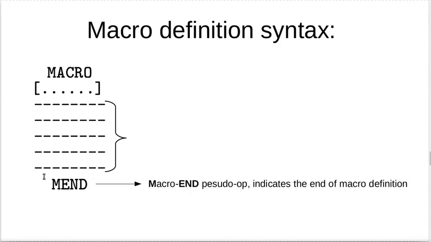Moving on, the last statement in the macro definition is MEND, M-E-N-D, right? This MEND is again a pseudo operation. Being a pseudo operation, this MEND command also has a special meaning only to the assembler, right? It's a pseudo op instruction. And MEND stands for macro end, right? So it indicates that the macro definition is over now. This is the ending of the macro definition.